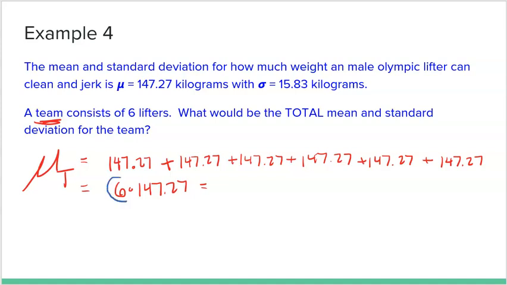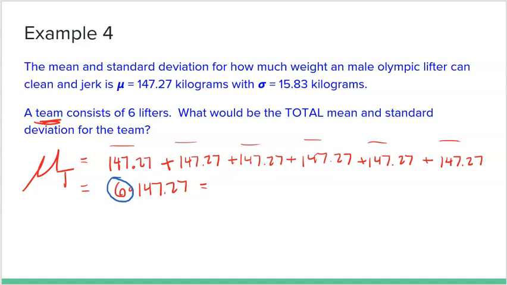But I can't emphasize this enough. Guys, this is not transforming. This 6 is not a constant. I'm not multiplying by 6 to convert. I'm multiplying by 6 to represent 6 different lifters. So to be honest, I'm not telling you that you have to do it this way, but I would prefer that you write it out because you actually can see each of the 6 lifters. But multiplying is a faster way to get the answer.